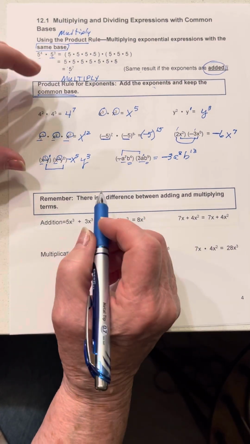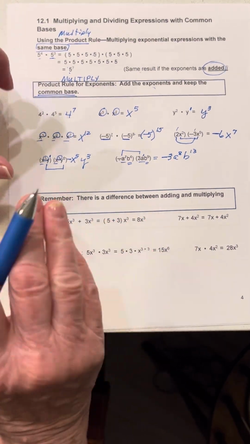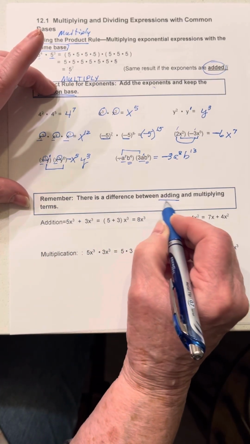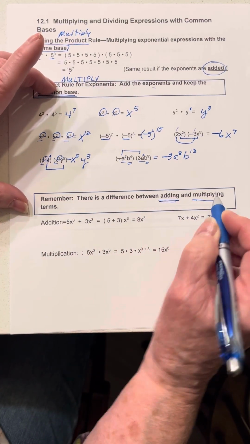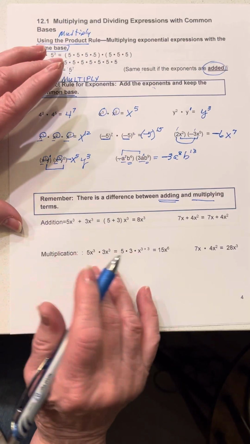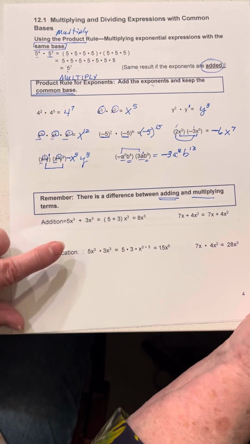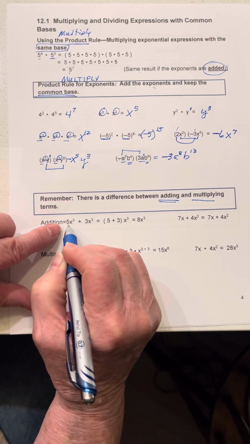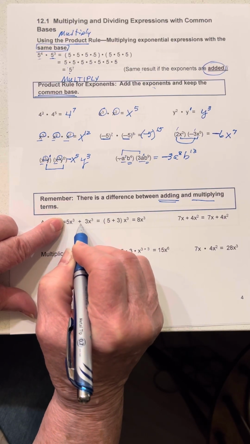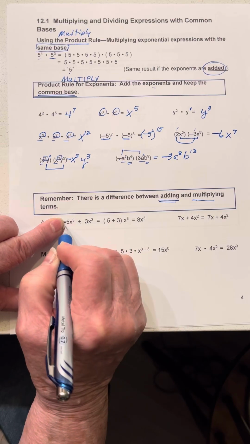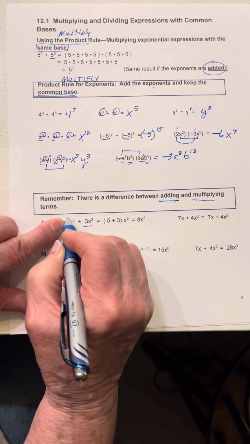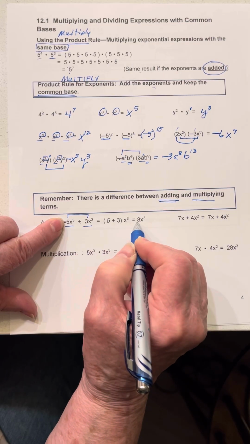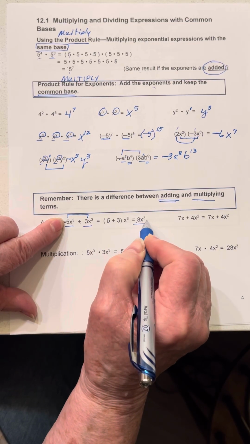One caution is to differentiate in our brains the difference between adding and multiplying terms. We've got a couple of examples here that will help us. Remember, when we add 5x cubed plus 3x cubed, these are like terms, so we can add them, and we just add the coefficients. So 5 plus 3 would be 8, 8x cubed.